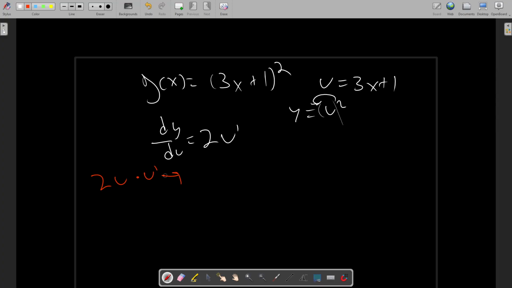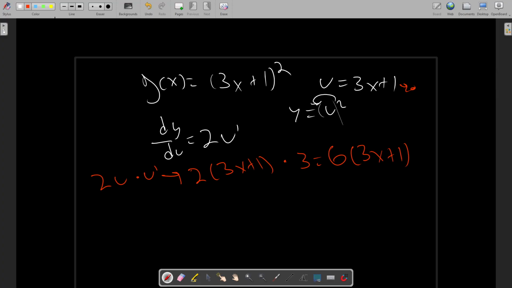So what does this result in? Well, this results in 2 times our u, which is 3x plus 1, and then times u prime. Well, the derivative of a constant is 0, and the derivative of x is just 1, so 1 times 3. So times 3, which will be 6 times 3x plus 1.